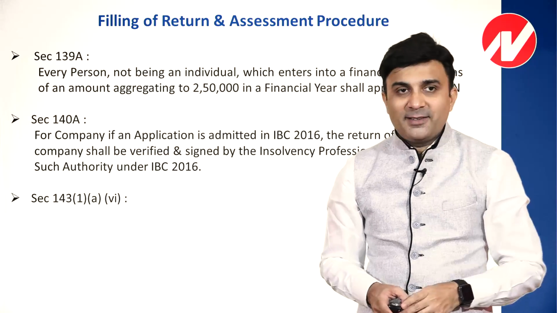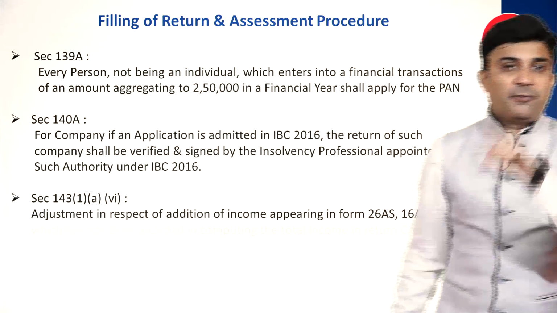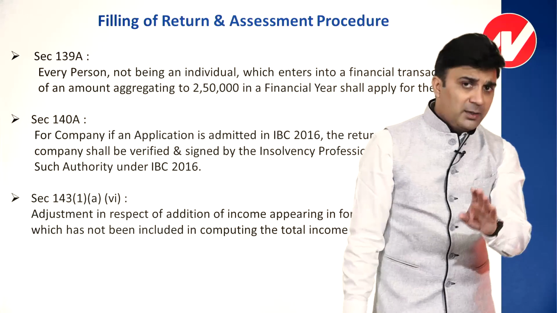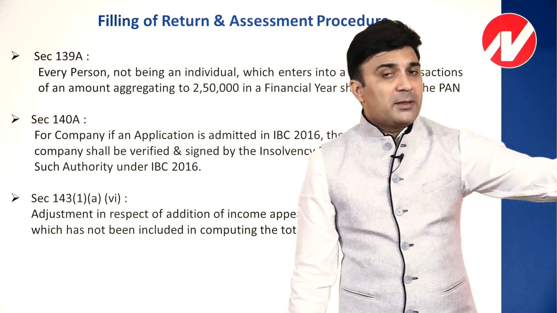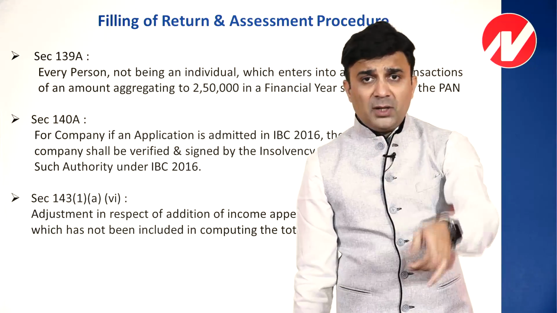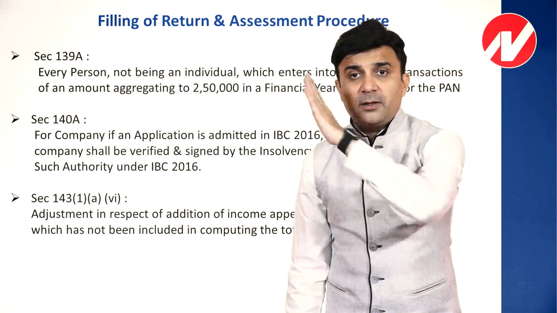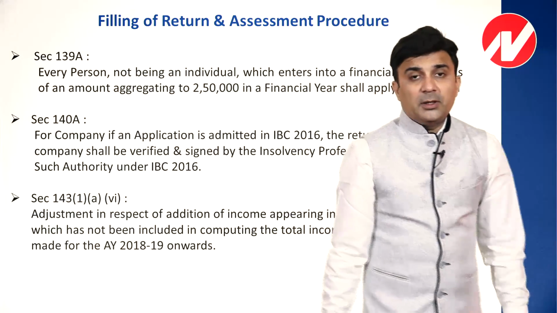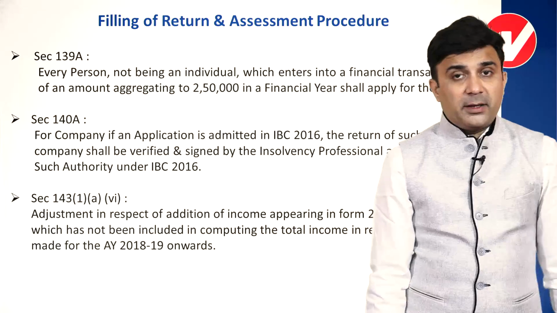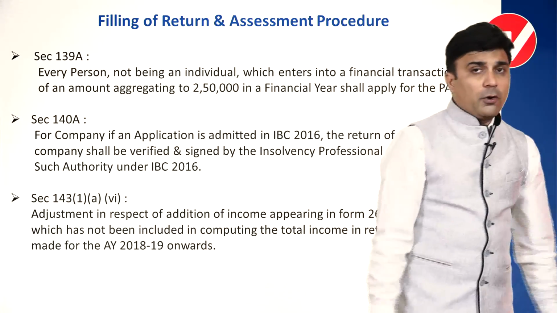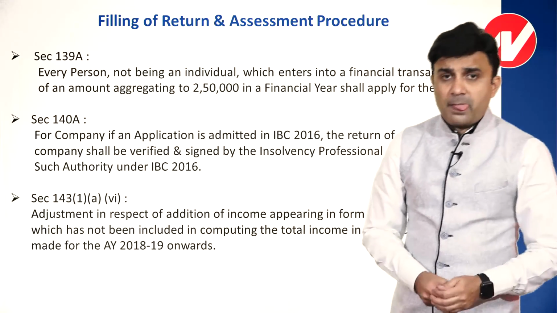It has been provided from the current year that this type of adjustment is not to be made by the system. Let the AO apply his mind and decide. The system should not make addition on the basis of TDS made and income not offered in the ITR from assessment year 18-19 onwards. This is, I would say, a good relaxation for various assessees.